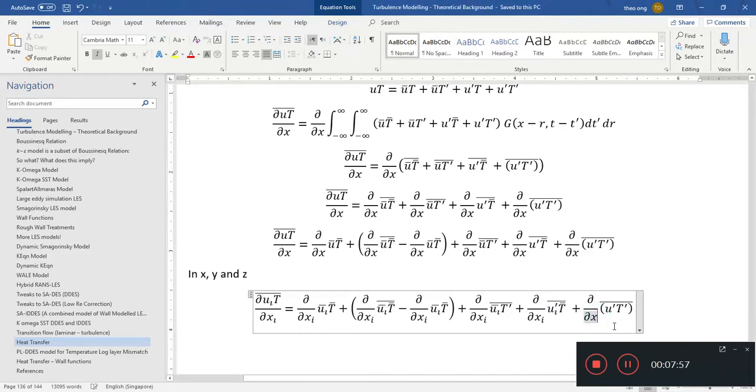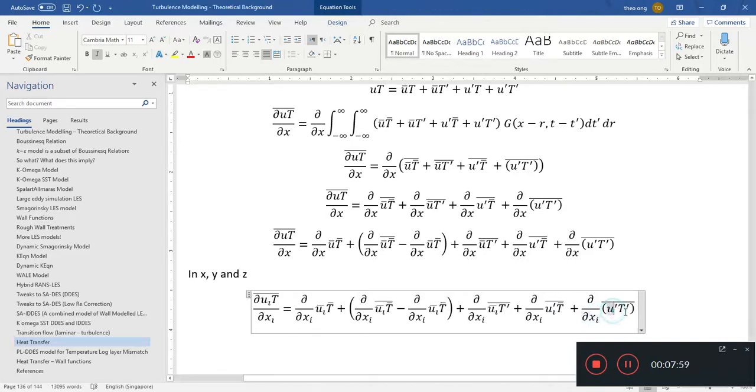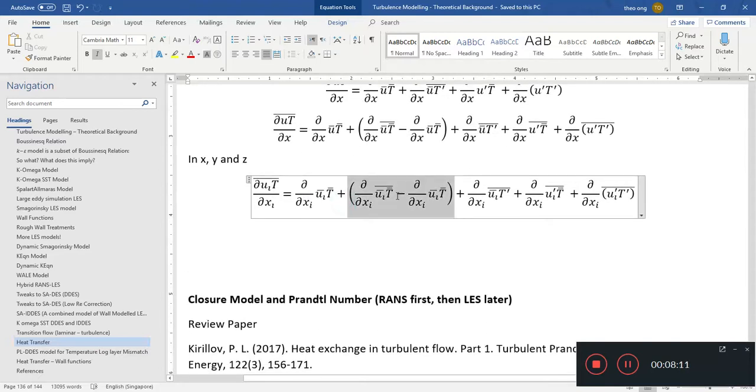Okay, hopefully I put the I on everything. So I put the I here, here, here, and all the relevant terms. This is sort of analogous to those Leonard stress terms. This one is kind of like the cross terms. This one's kind of like the subgrid, the Reynolds terms.